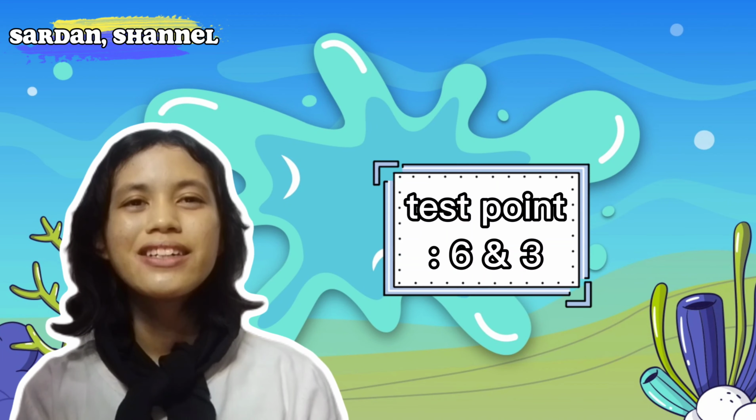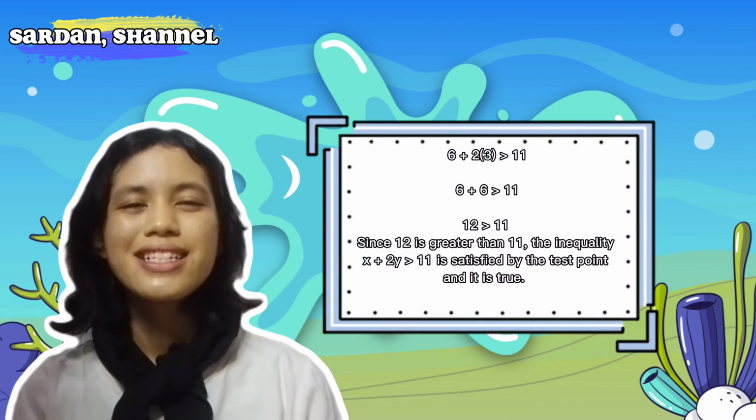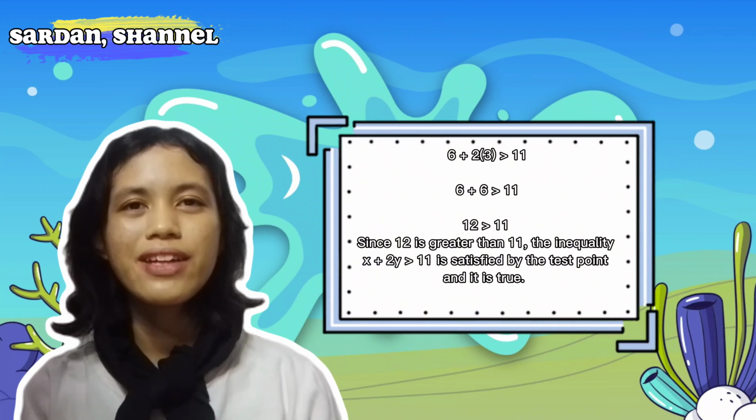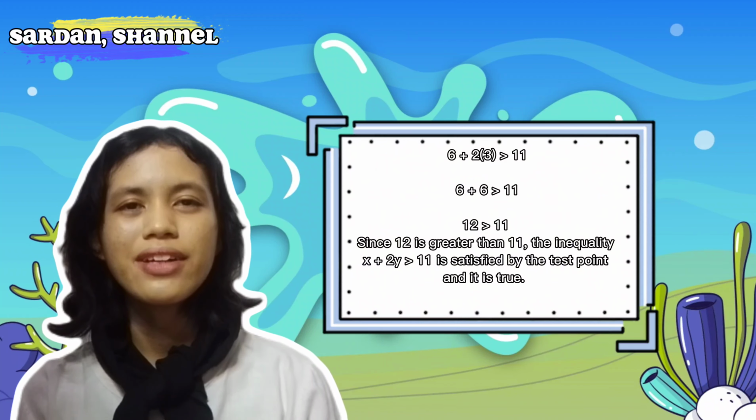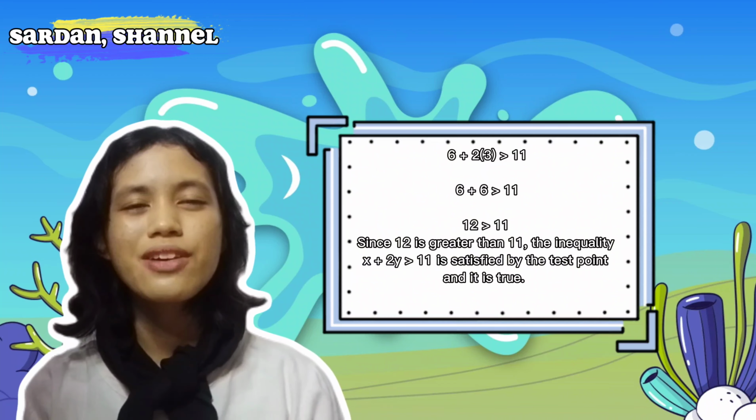Let us use 6, 3 as our test point. 6 plus 2 multiplied by 3 is greater than 11. 6 plus 6 is greater than 11. 12 is greater than 11. Since 12 is greater than 11, the inequality x plus 2y is greater than 11 is satisfied by the test point and it is true.